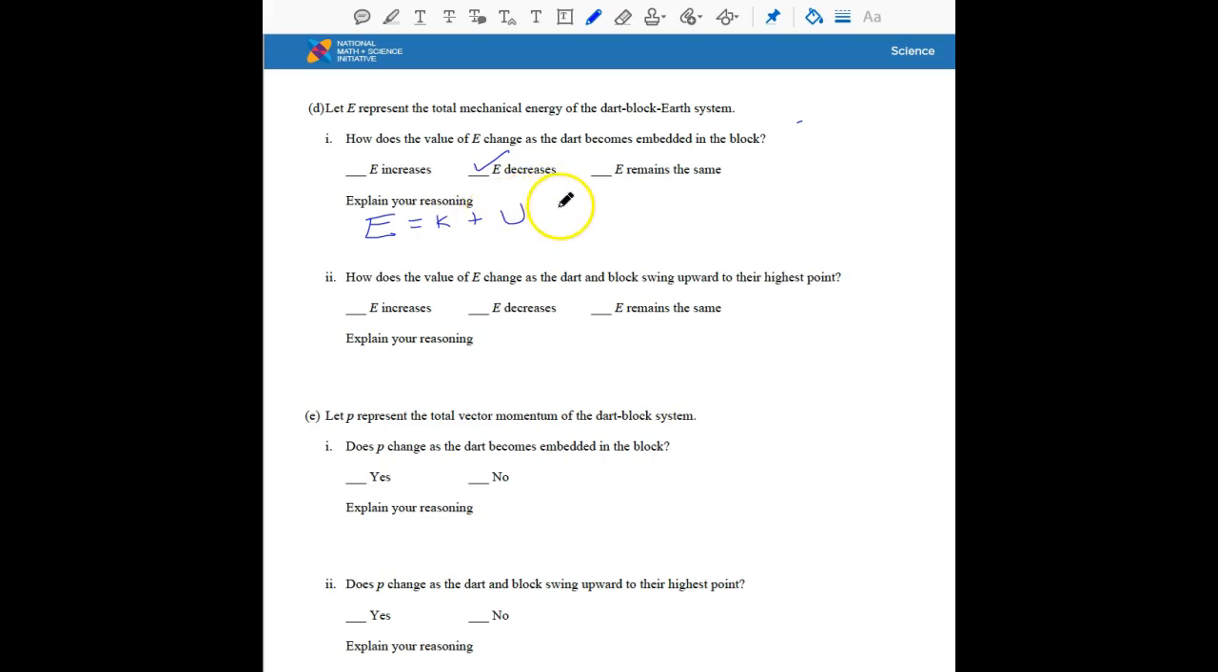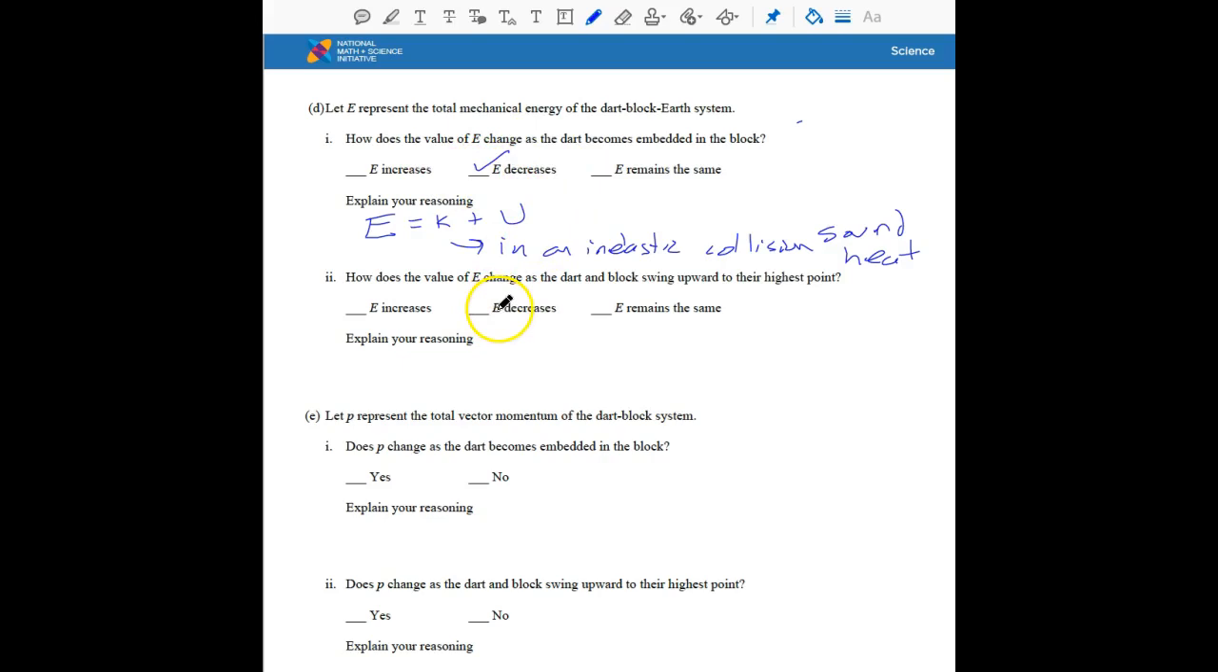And in an inelastic collision, that kinetic energy changes into other forms. So the kinetic energy will go into sound and will also go into heat. So that's why the total energy will decrease.